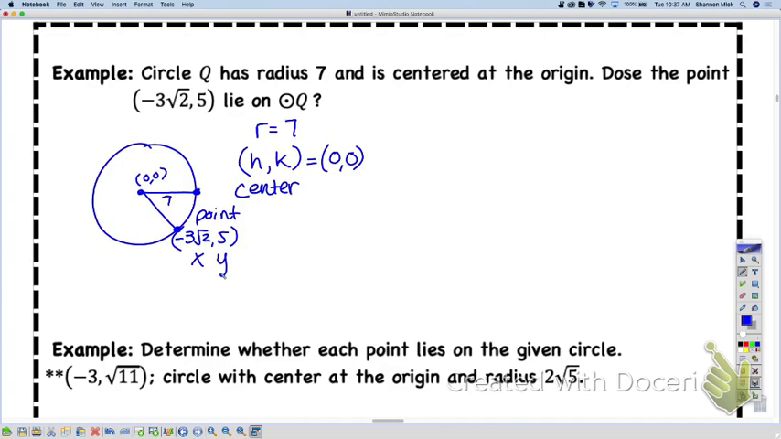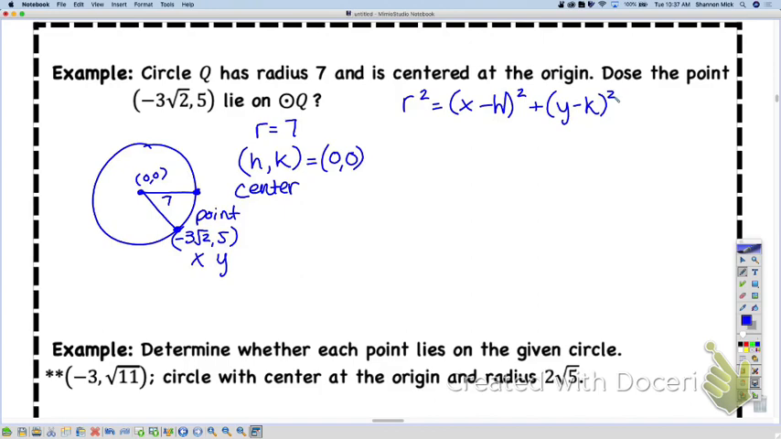Okay, so if this point is on this circle, r squared has to equal x minus h squared plus y minus k squared, doesn't it? So I just plug it in like we did with the Pythagorean theorem. I'm gonna write the equation again: r squared equals x minus h squared plus y minus k squared. If this point is on that circle, all this has to be true, right? The left has to equal the right?